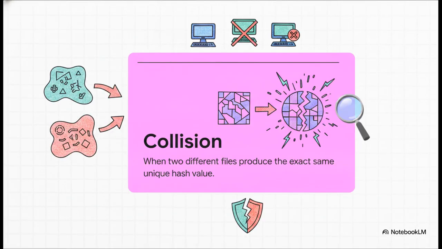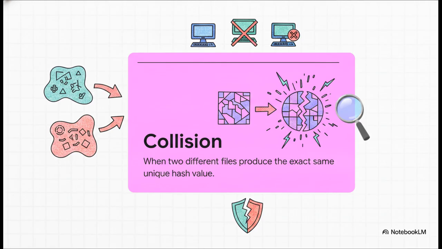But what happens when the math actually fails us? Well, that brings us to a collision. A collision happens when two completely different files produce the exact same unique hash value. For a hashing algorithm, this is absolutely catastrophic. It basically renders the whole system useless.